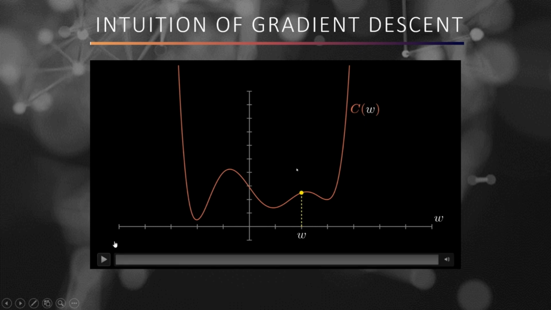Okay, intuition of gradient descent. Firstly, let us assume we are using a cost function of only one variable, that is, only one weight. Let us consider our cost function is like this, and we initialize our weight to a random value. We find the gradient at this point, and then we move the point to a new location according to the gradient and learning rate. We do this process iteratively until we converge to a local minimum.